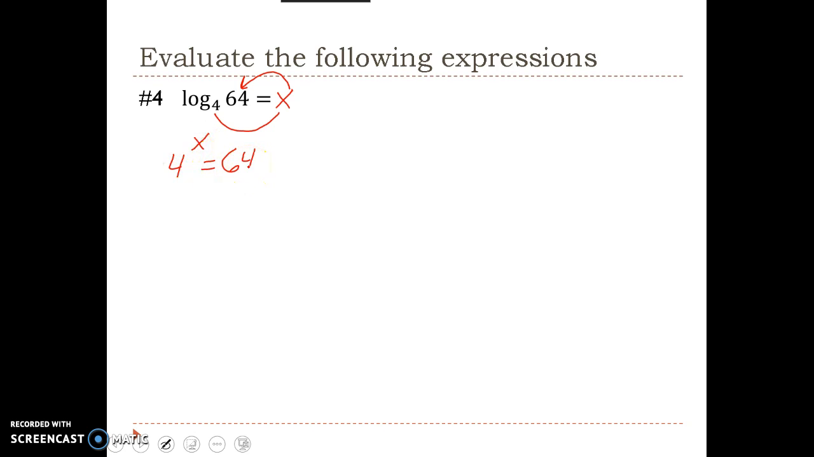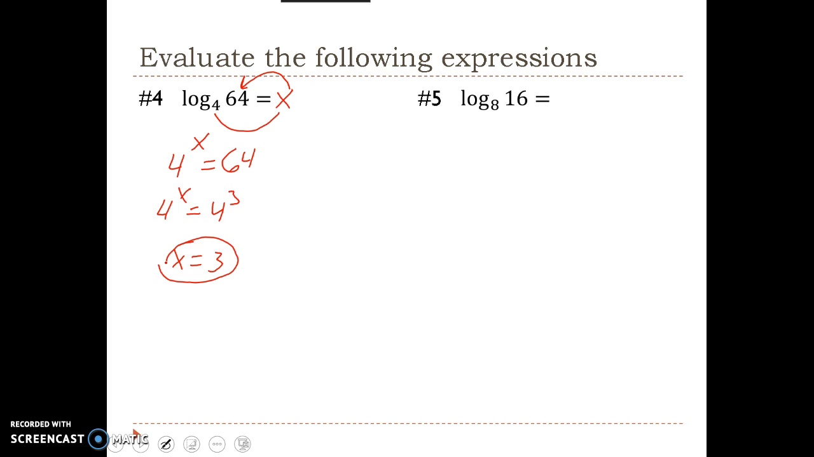You might know that off the top of your head, but if you don't know what it is, you could see if you can rewrite 64 with an exponent. It's the same thing as 8 squared. It's the same thing as 4 times 4 times 4, which is 4 to the 3rd power. So if the bases are both 4, that means the exponents also have to be equal, which means in this case, x is 3. And so what is the log base 4 of 64? Well, it is 3.